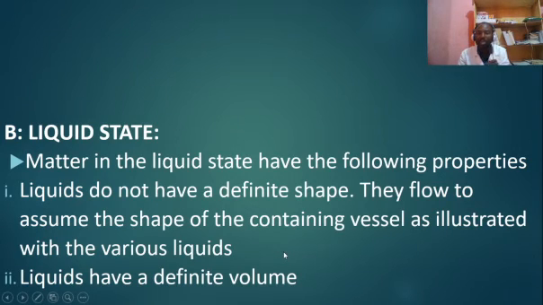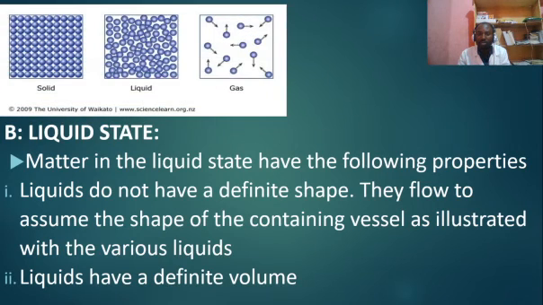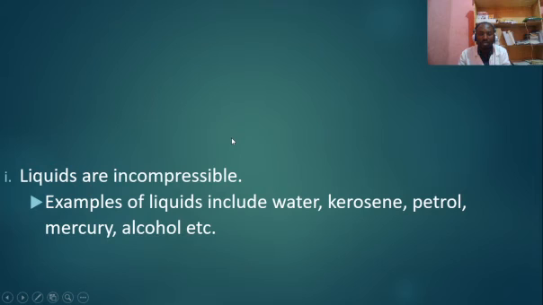So liquids have a definite volume. Can you see that? Look at the liquid. It can only take the volume of this container, so it flows to occupy the volume. We also see that liquids are incompressible. You can't compress liquid. Examples of liquids we are talking about are water, kerosene, petrol, mercury, alcohol. These are examples of liquids.